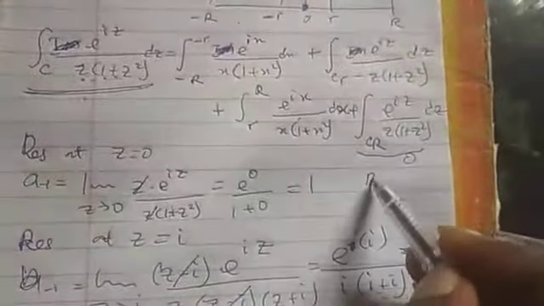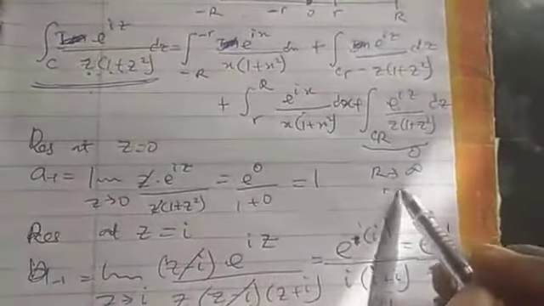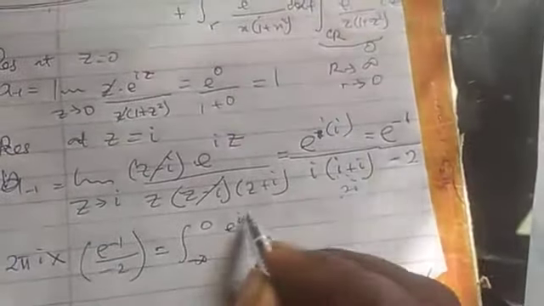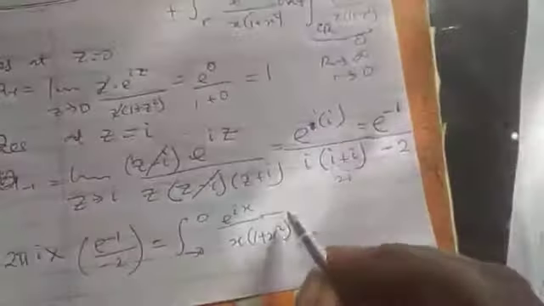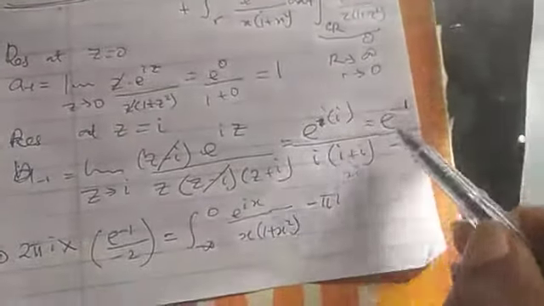minus infinity to 0. That is, as usual, we turn big arc to infinity, we turn that small arc to 0. This is exponential ix over x into 1 plus x squared. This will give me minus pi i, if you use the theorem, times the residue. The residue has been given to us here as 1. We have found it here, residue at z equal to 0. We have found it.